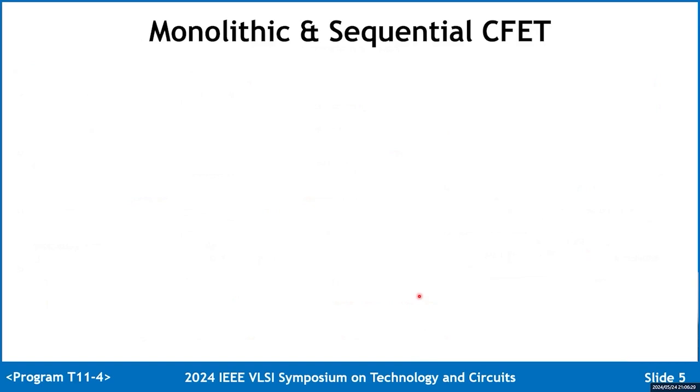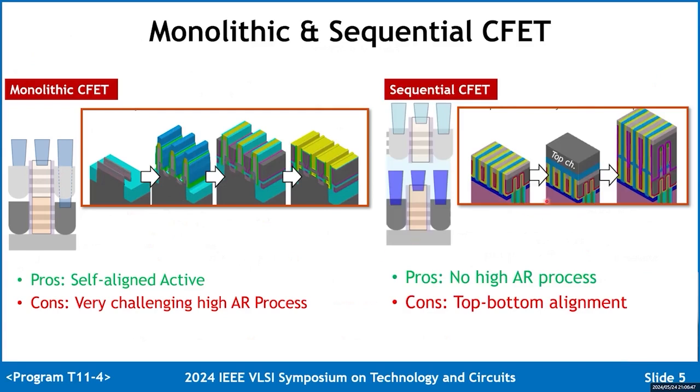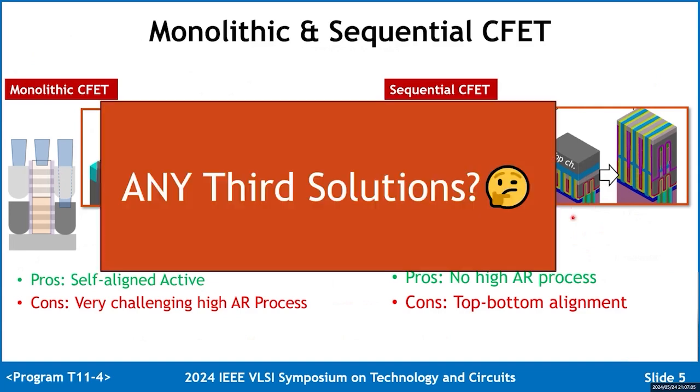As we all know, there are two types of CFET. One of them is the monolithic CFET, which is fabricated on only one wafer. It has self-aligned active, but a very challenging high aspect ratio process. The other one is the sequential CFET, which is formed by wafer bonding. Fabricated tier by tier, there's no high aspect ratio process in the sequential CFET process flow, but it's difficult to align the top and bottom tiers. So, any third solutions beyond them?